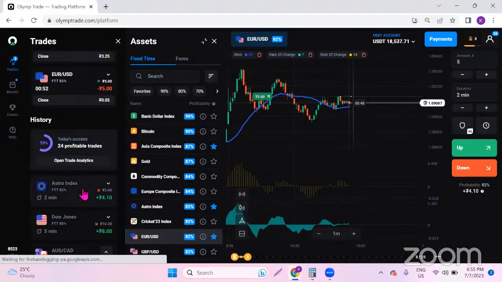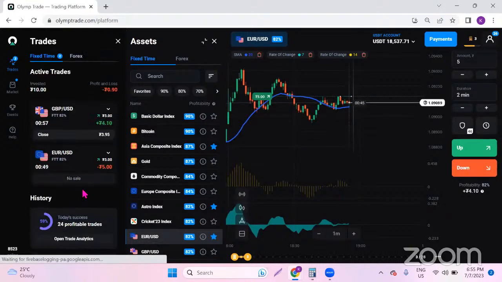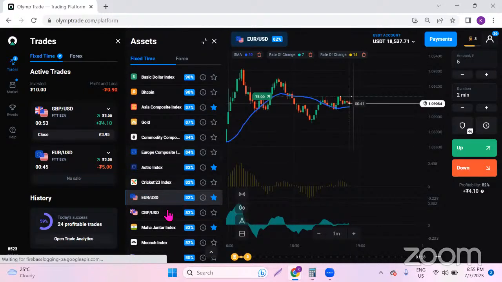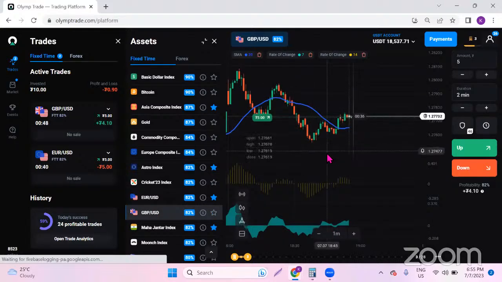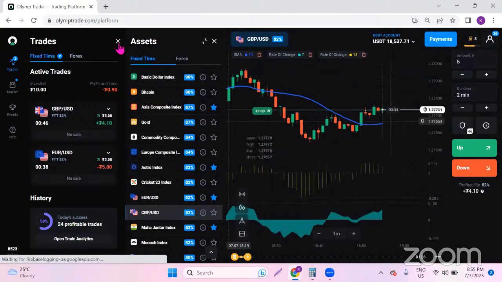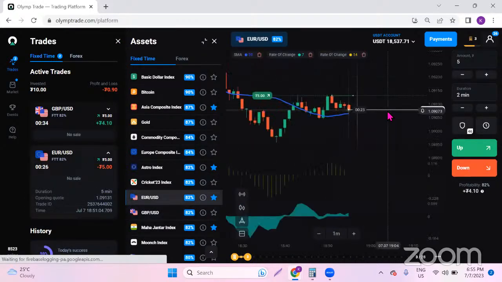Okay, so our Astro Index trade ended in profit again. Right now we have GBP USD going on and we have Euro USD going on. So let's see what's the situation of our GBP. It's very close by. It can change anytime. But after this, we will be able to decide whether we need to use martingale or continue with our base amount. And Euro USD, there's a huge difference. So I'm not very sure, but we have to cover up these $5 at the moment and let's see what this does.